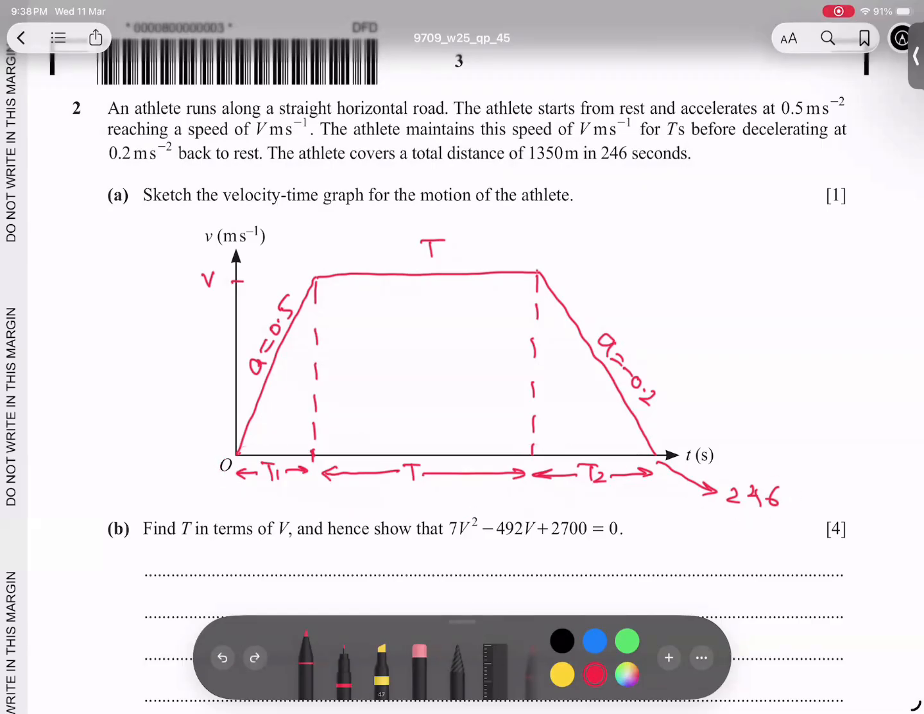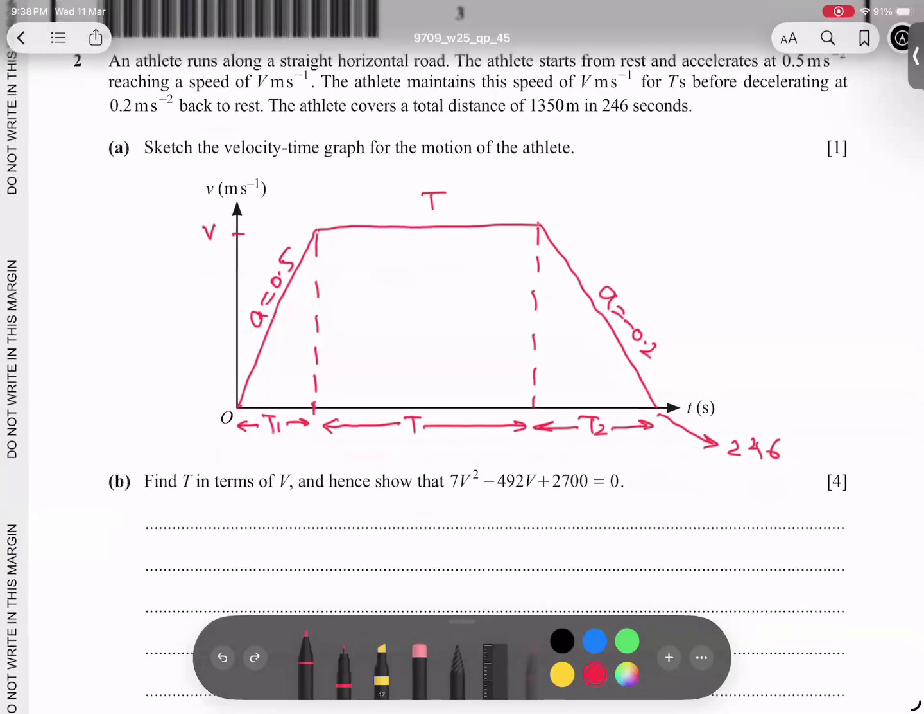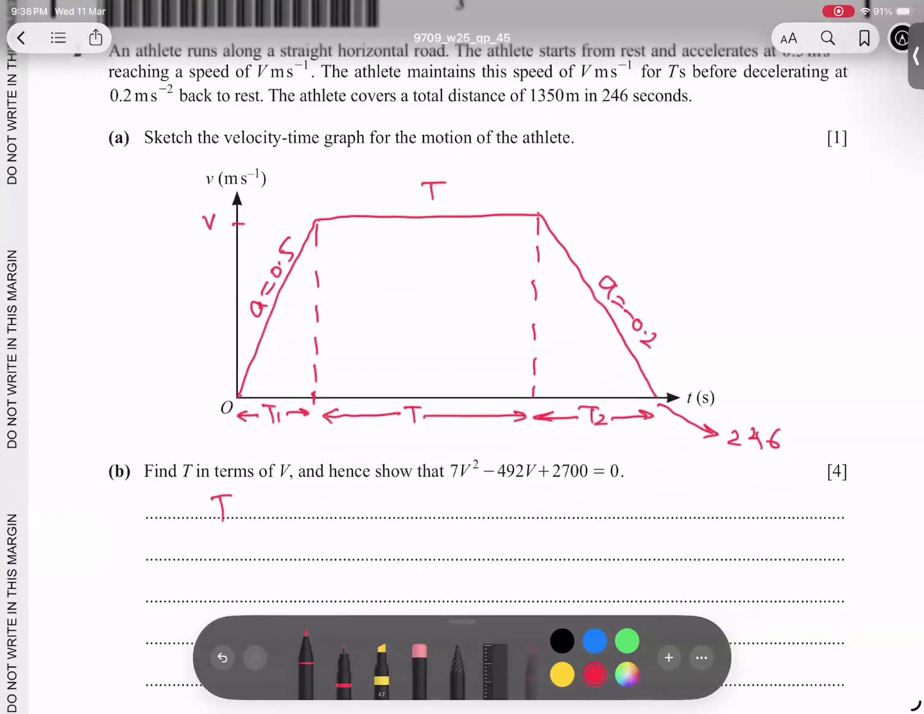So I think the idea is very clear. So I can add now T1. So T1 plus T plus T2 is equal to 246. So this is very clear.